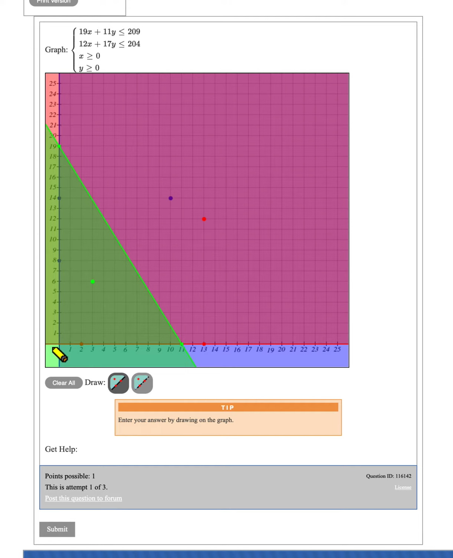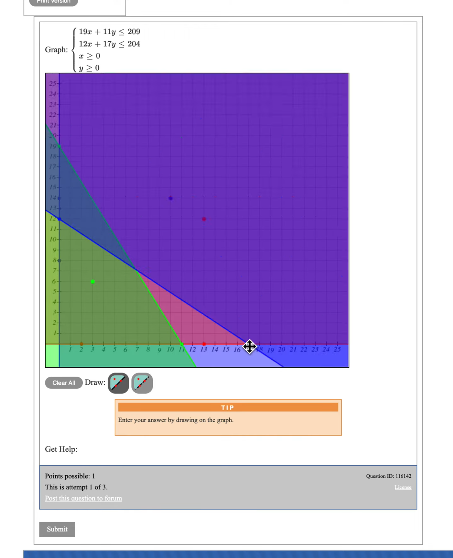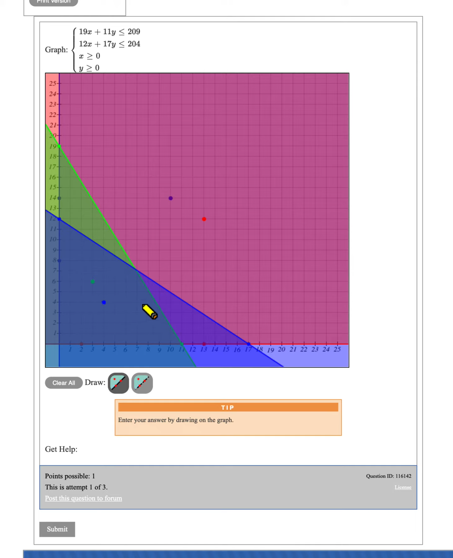So when x is 0, y would be 12. And then when y is 0, x would be 17, I'm betting. And again, shaded on the inside. So in the next section, we talk about feasibility regions. So that would be this kind of dark blue section right here.